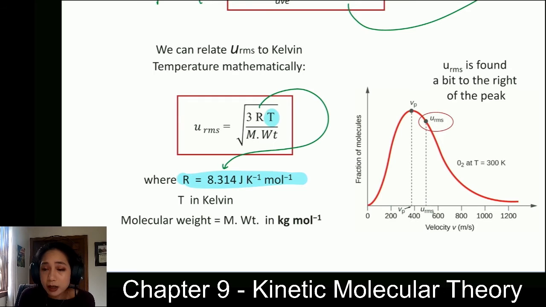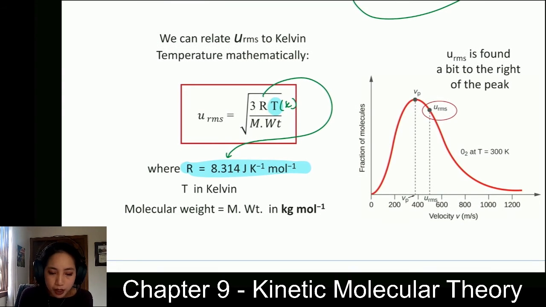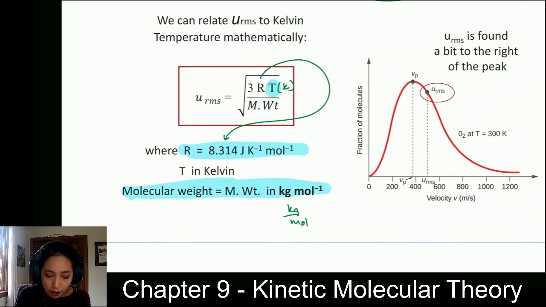So 3 times R times temperature in Kelvin, must be in Kelvin, over the molecular weight of your sample. We can only calculate root mean squared velocities for pure samples. Because of the unit of joule, a joule is a kilogram meter squared over second squared, we need to make sure that our molecular weight is actually in kilograms per mole in order for it to cancel out with a joule. That's a consequence of SI units in physics. So just make sure if you use this equation that molecular weight is in kilograms per mole to get all those units to cancel out.